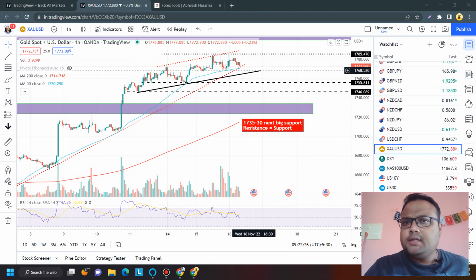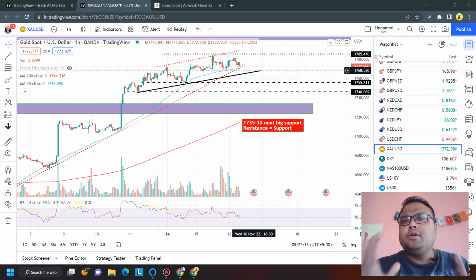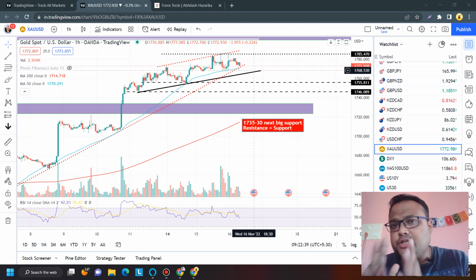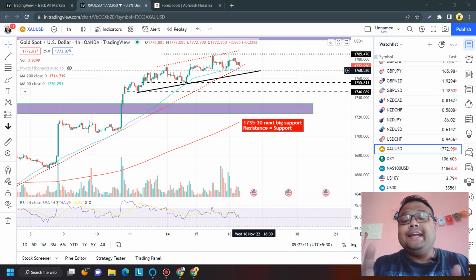So swing traders, positional traders, there is no trade for you on the chart of gold right now, because as you can see, we do not have much volatility. We are not sure about the direction of the market, so do not try to take any positional trade as of now, because this is not the ideal chart for you.